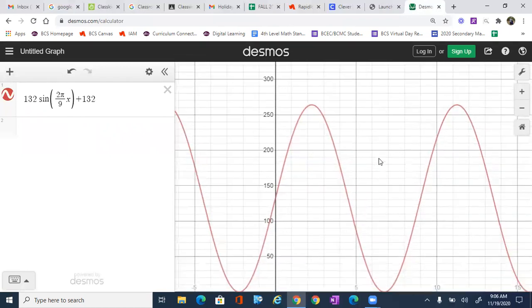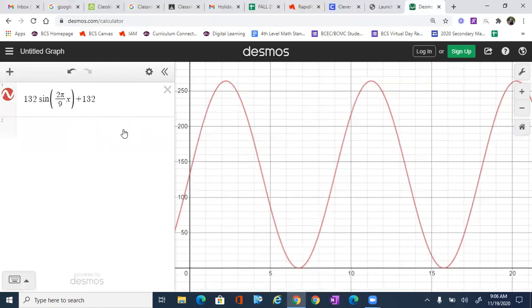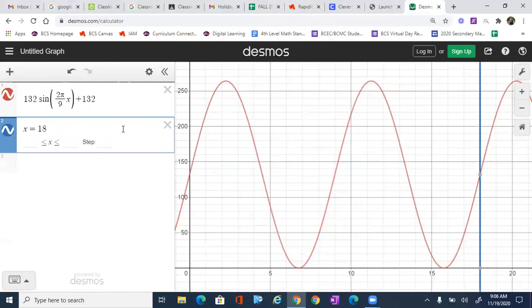Sometimes what I like to do, to make sure that I'm doing this right, is put the ending point that I know. So x equals 18 should be the end of our graph. And you can actually see that we're back at the 3 o'clock position at x equals 18. That just helps us out.